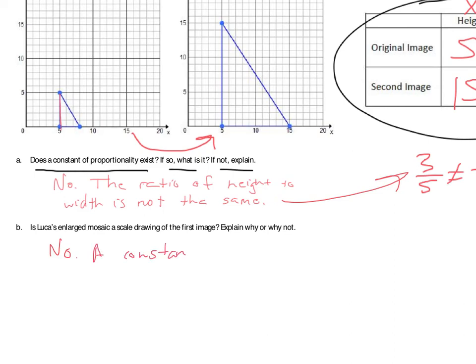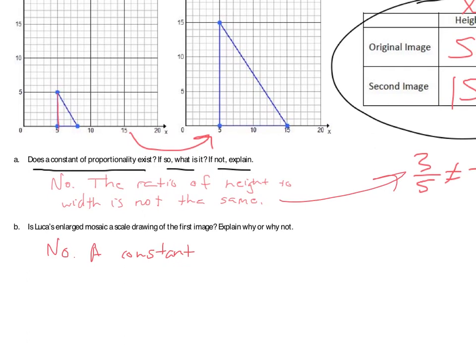What this means is that in some form or fashion it has been stretched or skewed or shrunk or squeezed together in one direction or the other. So it's hard to tell which one was actually done right and which one was actually done wrong. But what we can see here is that a constant of proportionality does not exist.